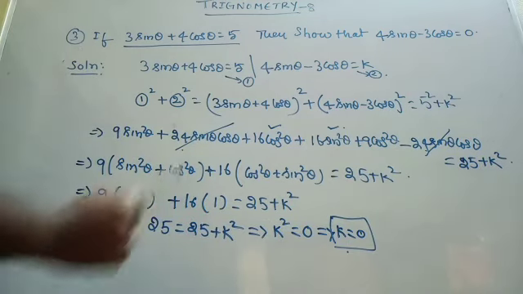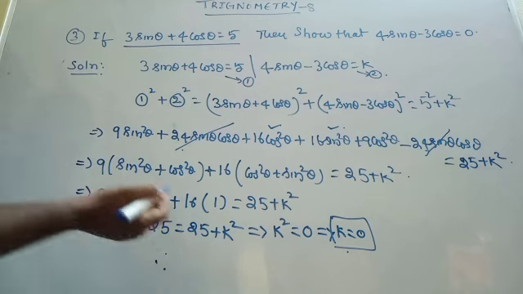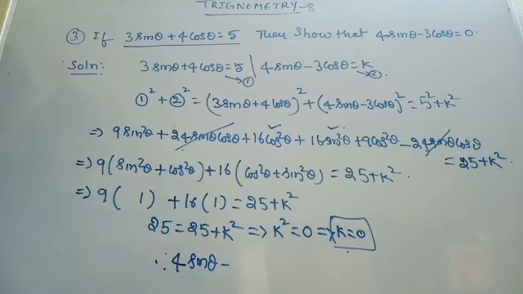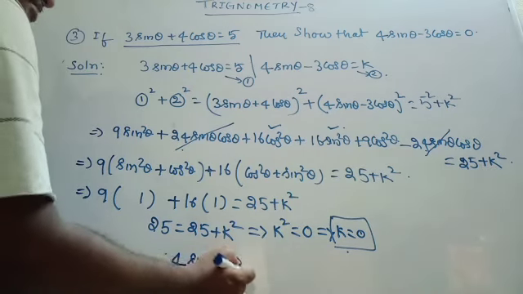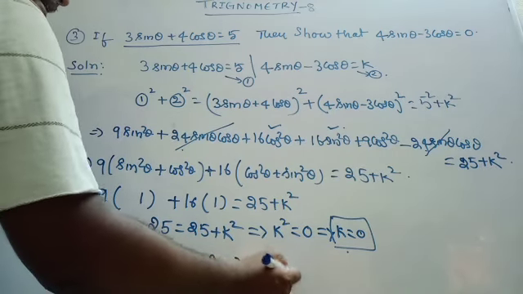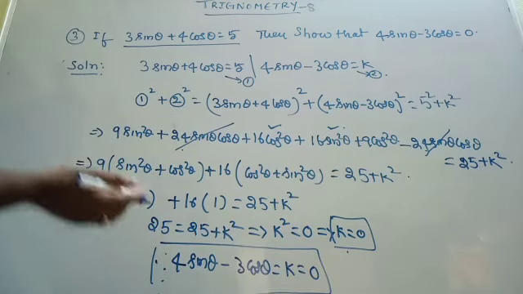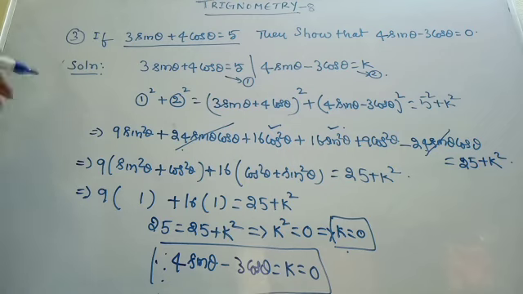We have got k value equal to 0. Therefore, my dear students, we have proved that 4 sin theta minus 3 cos theta is equal to k, and that value we got as 0. This is what we require to prove. This is the way how we will do this particular problem.